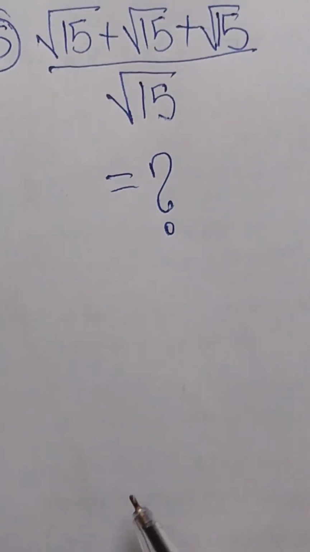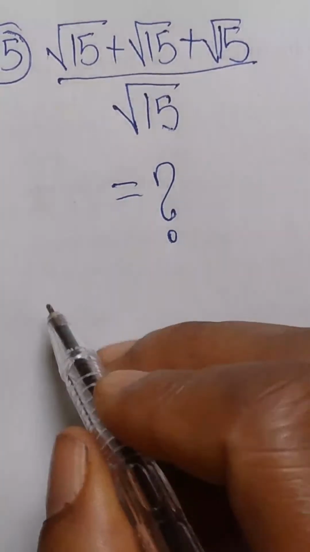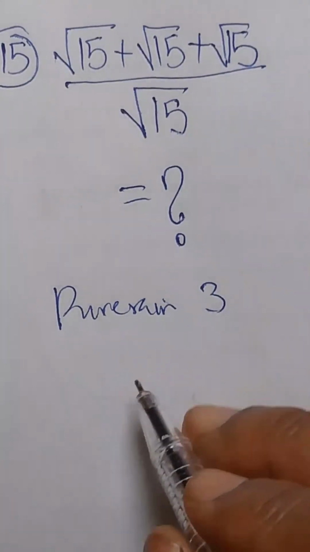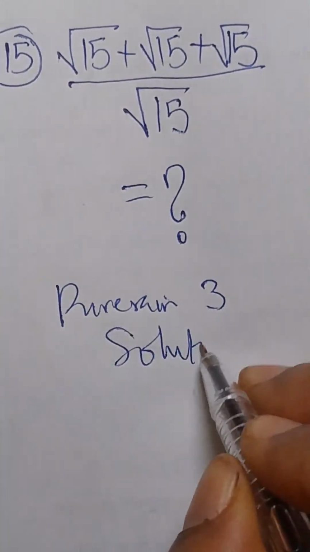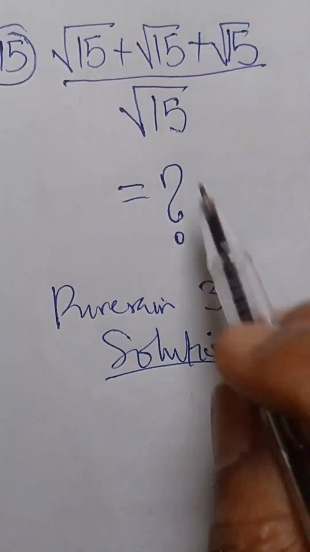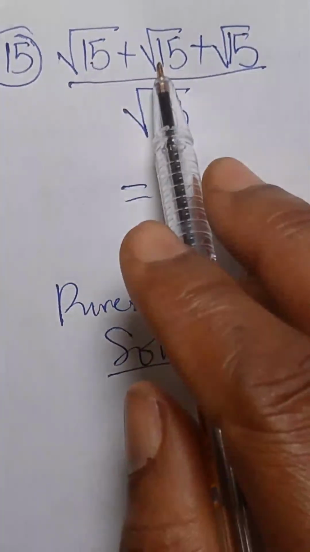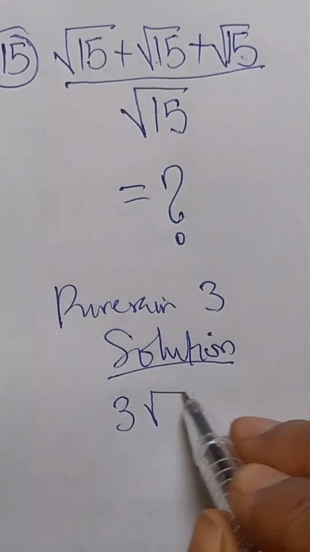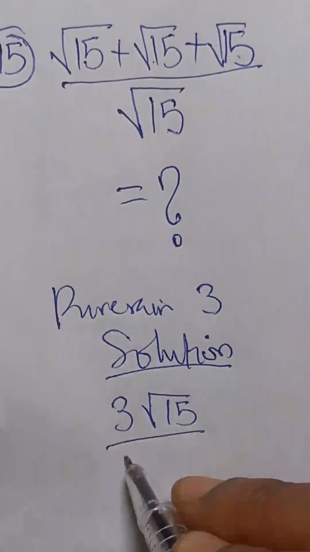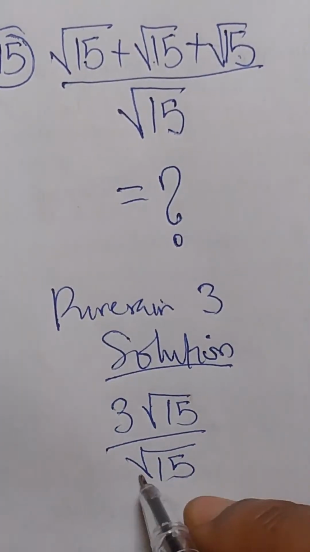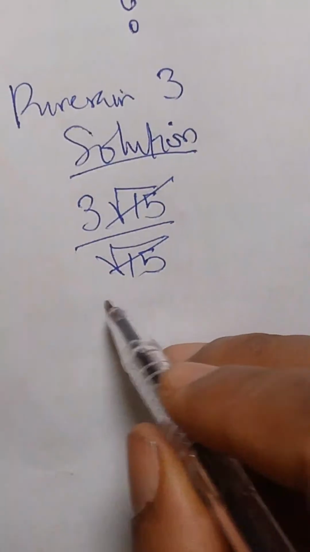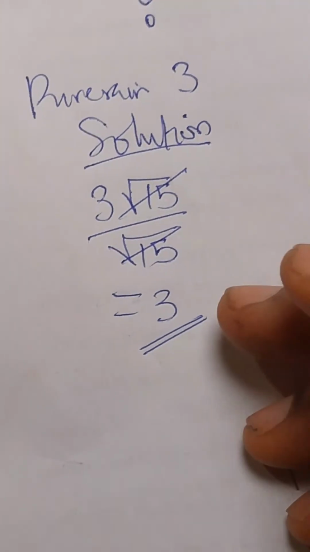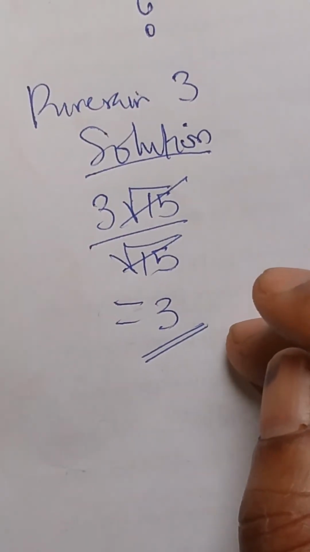So let me just solve it. Purin says 3. Okay. But the solution is, this is root 15, this is root 15, this is root 15. So it's 3 of them. That is 3 root 15 all over root 15. So root 15 will cancel itself and we have 3. So the answer to the question is 3. Thank you, Purin, for solving correctly.